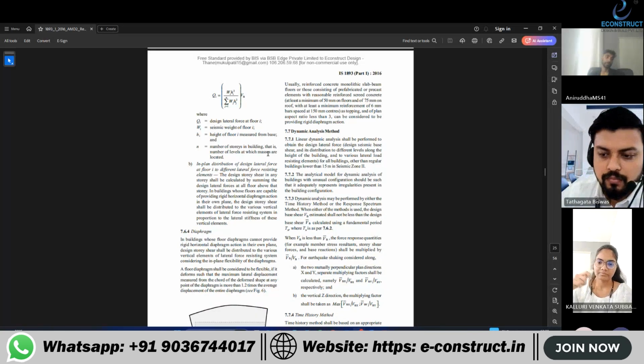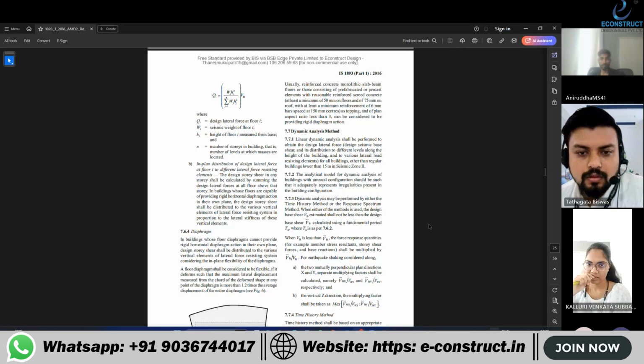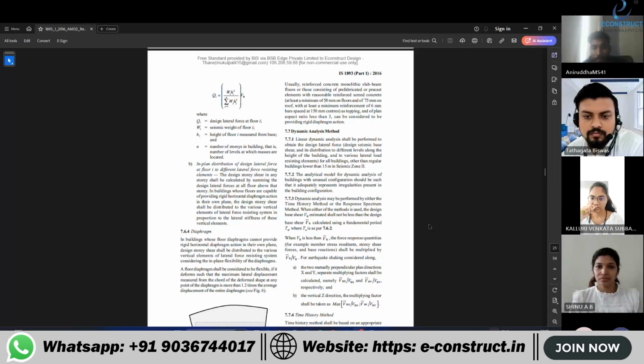So, linear dynamic analysis will be performed to obtain the design lateral force, that is the design seismic base shear and its distribution to different levels along the height of the building and to various lateral load resisting elements, for all buildings other than regular buildings lower than 15 meters in seismic zone 2. Okay, so for whomsoever has that question all the time, when to perform the dynamic analysis, whether you need to do it in all the structures, this is the answer. It needs to be done for all structures other than regular buildings lower than 15 meters in seismic zone 2, and in zones 3, 4 and 5 for all the structures.